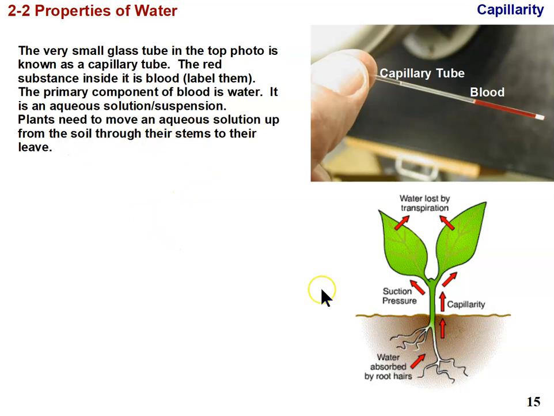Plants use this to their advantage. So if it wasn't for capillary action, plants wouldn't be able to move the aqueous solution from the soil up through their roots and through their stems and out into their leaves, high off the ground. They do this through their vascular tissue, and their vascular tissue is made up of very fine tubes, just like this capillary tube. So capillary action is necessary for plants to be able to move water through their vascular tissue and up high off the ground into their stems and leaves.